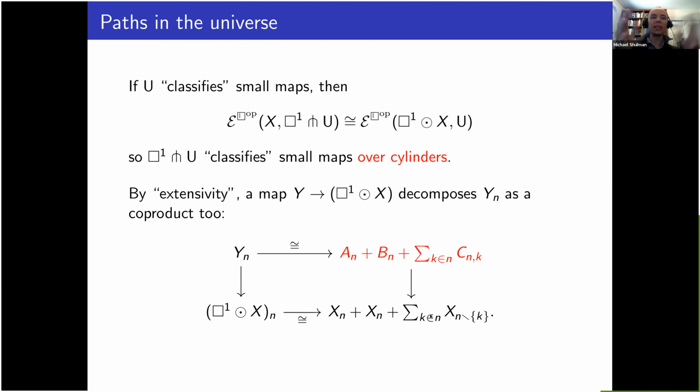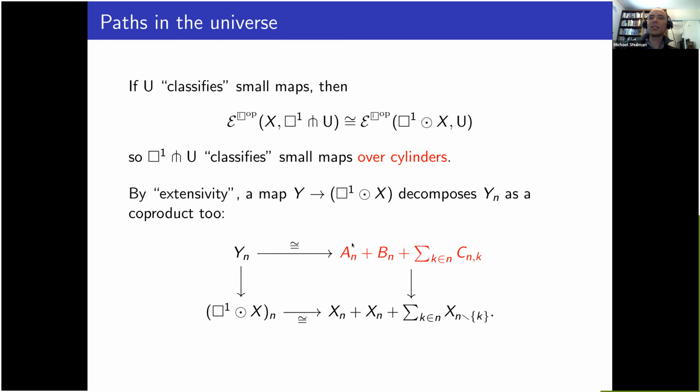And since I'm assuming that E is a nice category, like a free sheaf topos, a map into a coproduct decomposes its domain as a coproduct. This is called the extensivity property. So Y, I can break it up into a coproduct of the parts that map to this copy of Xn, which I'm calling An, the parts that map to this copy of Xn that I'm calling Bn, and the parts that map to each of these copies of Xn minus K, which I'm calling C sub Nk.